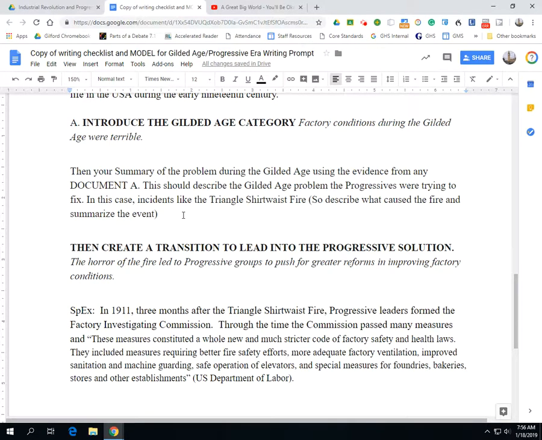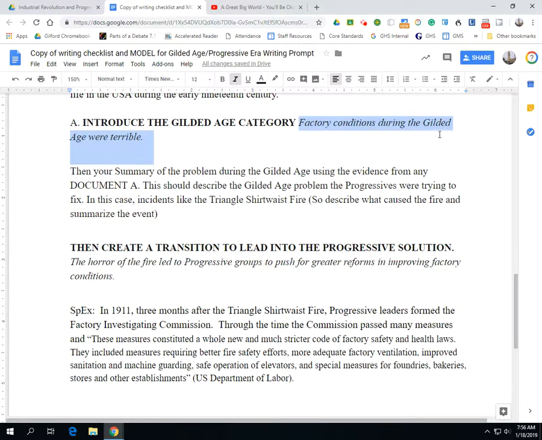So the first thing you're going to do as you analyze document A is, after reading the document, you want to create a sentence that will introduce the category to the reader for whatever section you're in. So for this example, the first thing that we looked at was the Triangle Shirtwaist Fire and the factory conditions that existed during the early 19th century. We used the fire as an example, an extreme example of how terrible the conditions really were. For your A statement and your analysis statement, you are allowed to show bias because this is building around your evidence. So opinion and adjectives are okay.